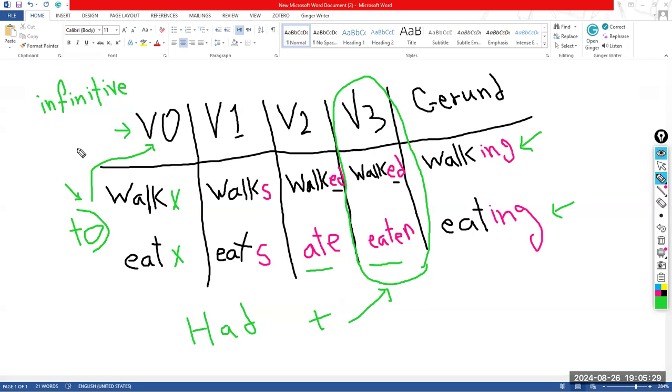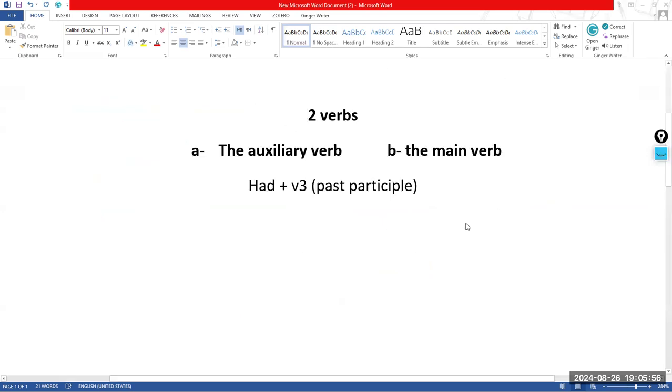So please don't forget this rule. And all the time, after modal verbs, I have to use the verb 0. When I say modal verbs, guys, I mean like will, would, can, could, shall, should, may, might, must. All these verbs are called modal verbs. And after them, I have to use the verb 0. I don't have to add anything at the end of the verb. So this is the formation of the past perfect. So I had eaten my dinner.